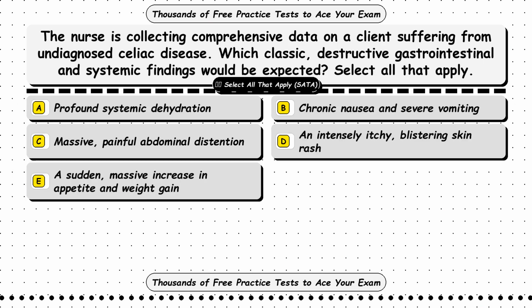Question 145. The nurse is collecting comprehensive data on a client suffering from undiagnosed celiac disease. Which classic, destructive gastrointestinal and systemic findings would be expected? Select all that apply. Option A, profound systemic dehydration. Option B, chronic nausea and severe vomiting. Option C, massive, painful abdominal distension. Option D, an intensely itchy, blistering skin rash. Option E, a sudden, massive increase in appetite and weight gain.